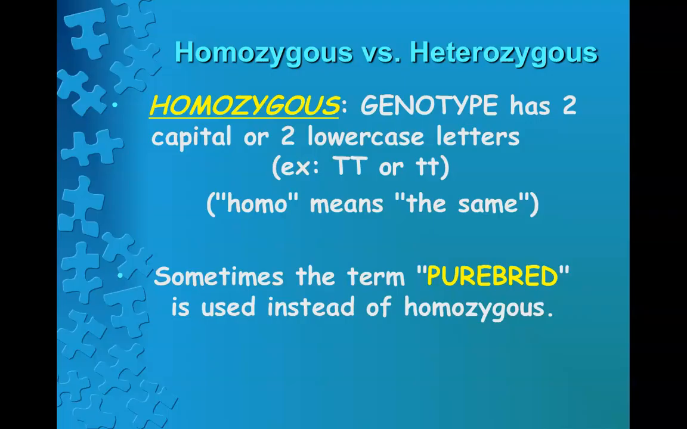Homozygous, these are the genotypes that have the two of the same, right? Homo means same, so either two capitals or two lowercases. Homozygous organisms have also historically been called purebred organisms because they only show that trait and can only pass on that allele or that version of the trait itself.